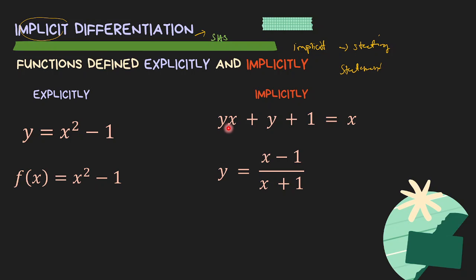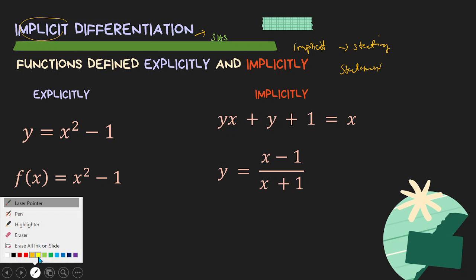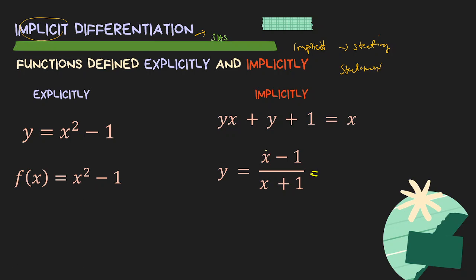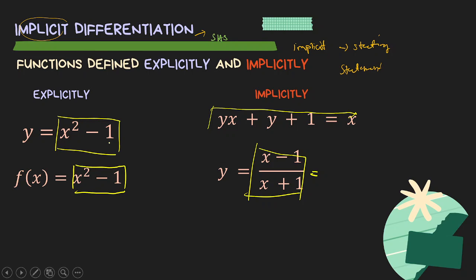How are we going to do that? If we try to isolate y, we get the square root of x minus 1 times x plus 1. As you can see, the resulting function is not the same as the original. Unlike here, where x squared minus 1 is the same as the original equation. Now, this function can be represented by another form, just by isolating y. So you will get that one. That is what we call implicit.